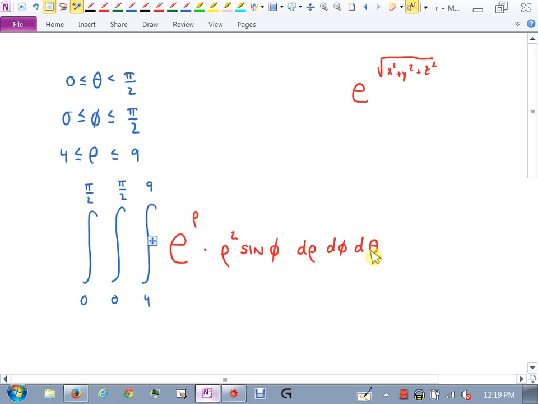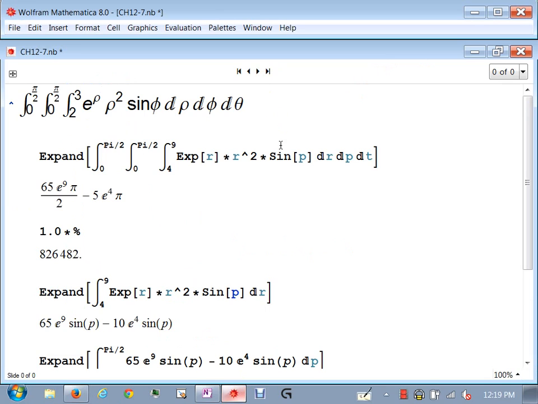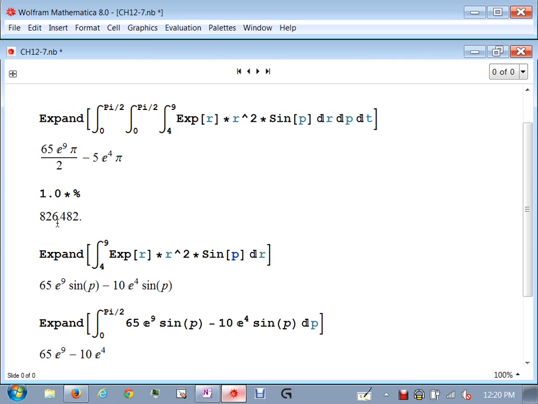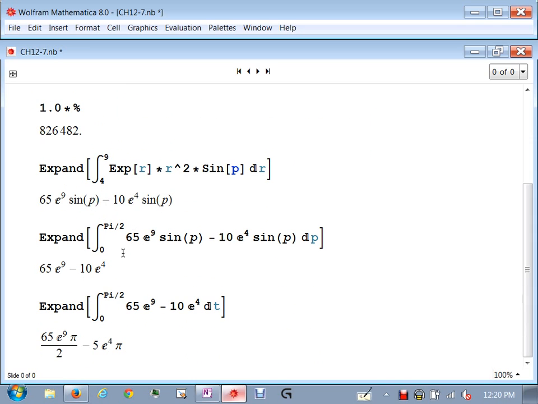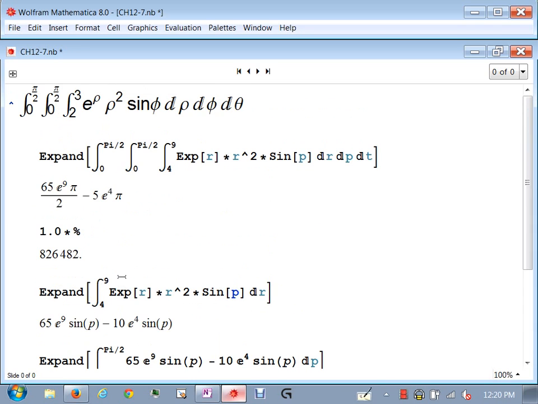But you are free to change the integration order as long as you change this order also. So I'm not going to do this one. It would be integration by parts twice. But here it is worked out. When I did this, I typed it in wrong, but then in Mathematica I did it correct. And so you go through all this, and you get 826,482. I don't know what this is. I think this was me doing it piece by piece.